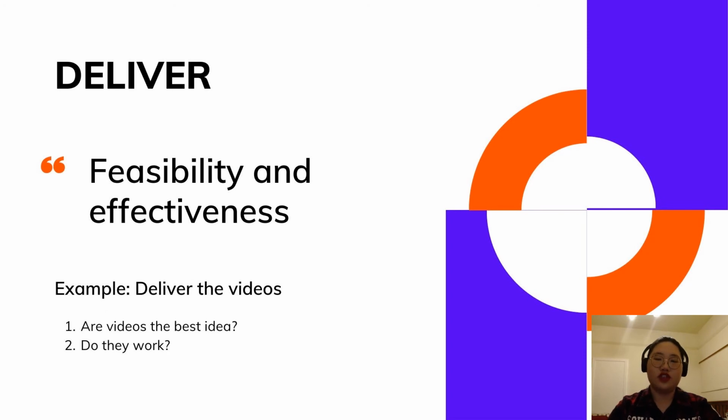Then it comes to the most challenging but most exciting part, delivery. In this part, we always need to consider the feasibility and effectiveness of our technique. For example, when we deliver the videos, before delivering that, we always need to consider whether videos are good ideas and how much time and effort we might need to put into that. After delivering the videos, we also need to check whether they work or whether they are generating the impact that we want. We always need to come back to this stage and reevaluate our techniques.